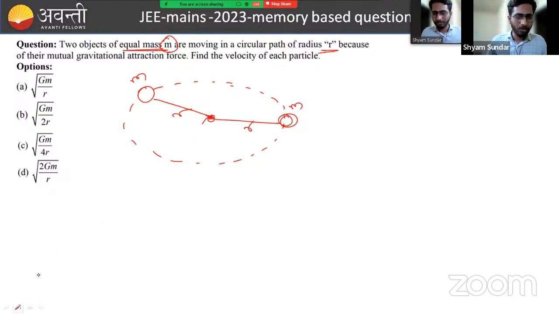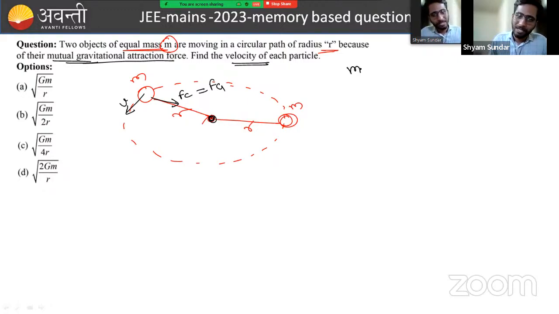Now, what we need to calculate here, considering their mutual gravitational attraction force, is the velocity of each particle. What is the velocity of each particle? They are asking. Guys, again, same. Here they are moving with some velocity v. Towards the center, there is a force called centripetal force. And they are saying mutual attraction of gravitational force. The gravitational force is responsible for the centripetal force.